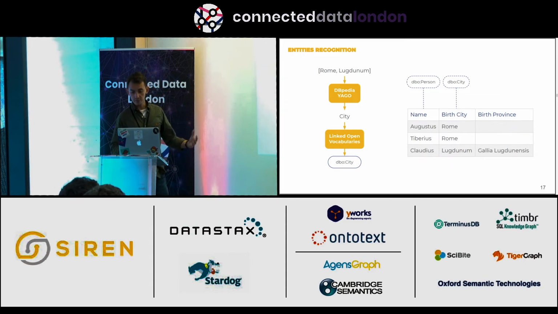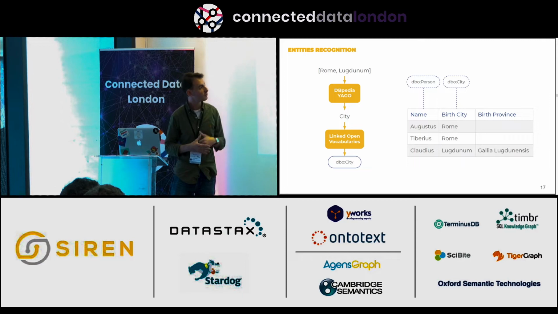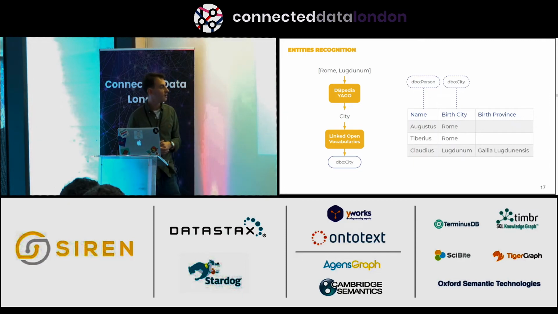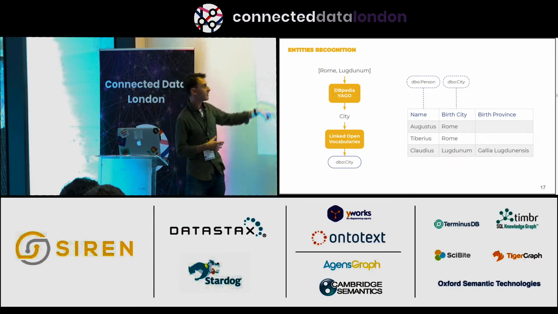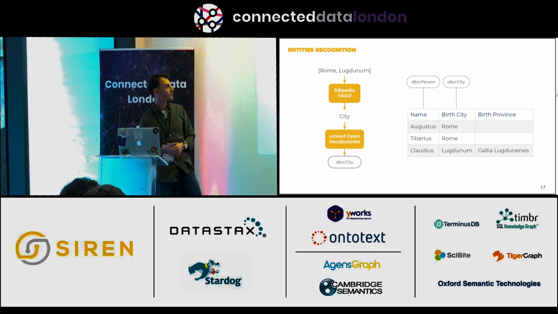Sometimes this process is not enough to find a class. For example, for the birth province, the entity is not found in DBpedia and Yago, so we will not have a result for this column. But I will explain later how we can solve this kind of problem.